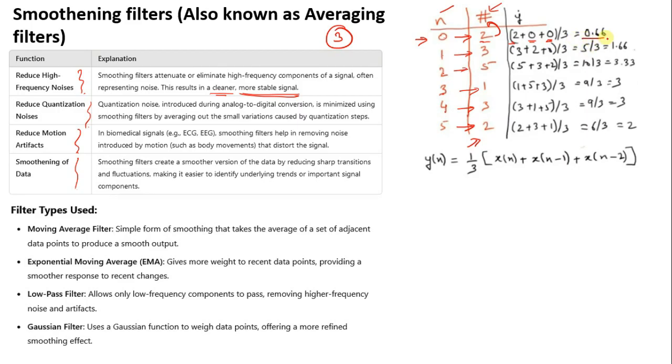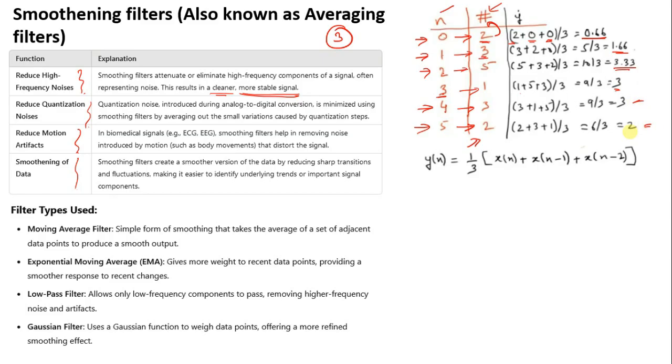So I get that if I apply this smoothing filter, then I will get at the 0th instance 0.66, the average number of students who were present. Then as I go into the first time index, I get 3 plus 2 plus 0 divided by 3, 1.66. Then at the second instance, I have 5 plus 3 plus 2 divided by 3, so 3.33. Then at the third time instance, 1 plus 5 plus 3 divided by 3, it's 3. Similarly, at the fourth and fifth time index, we get 3 and 2 correspondingly.